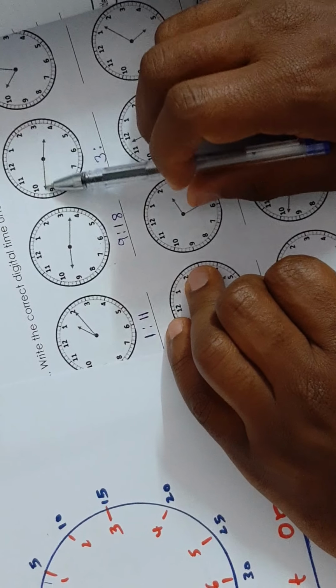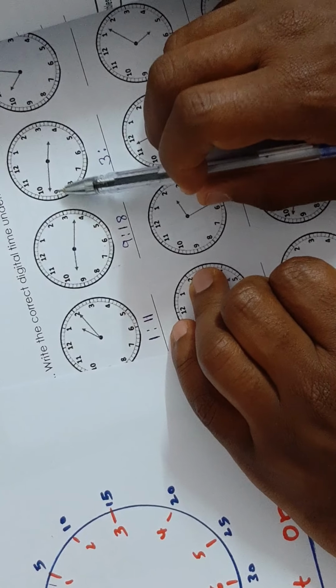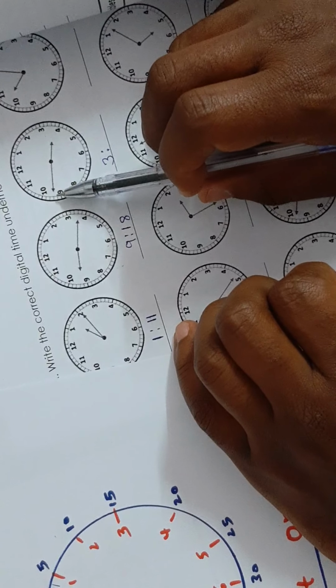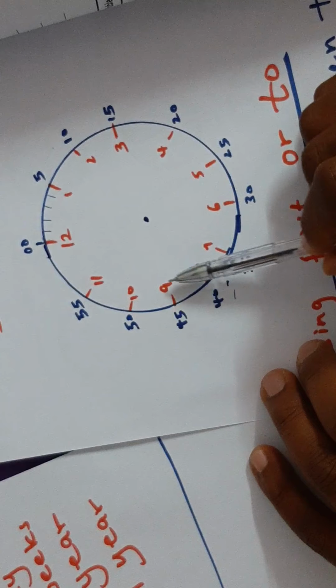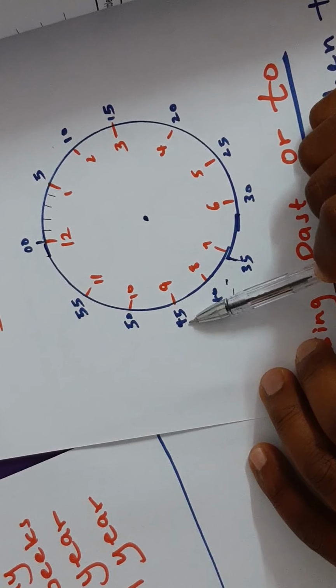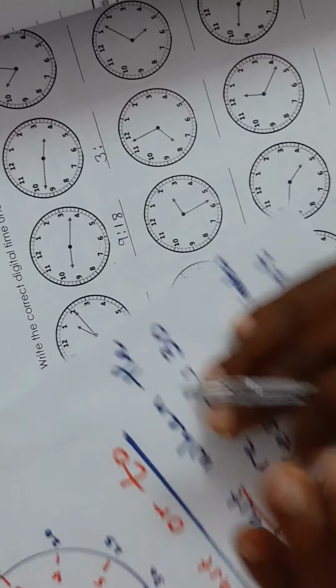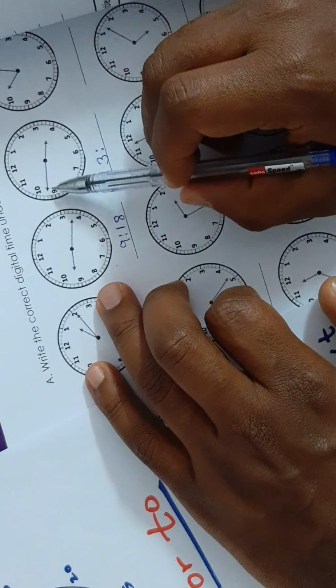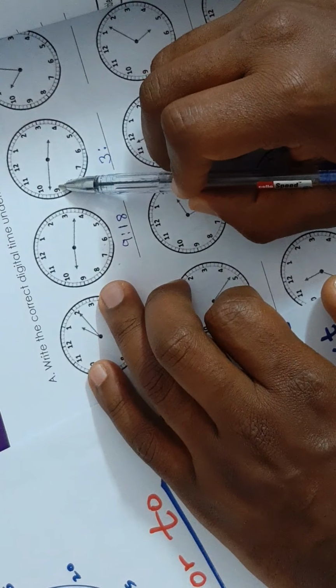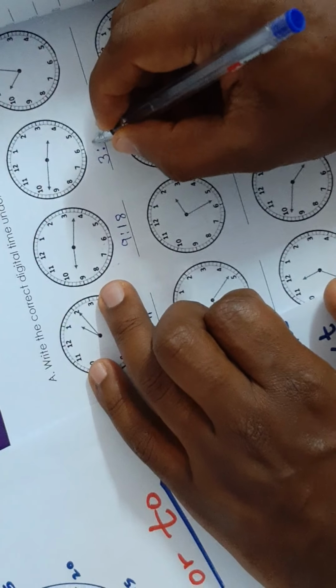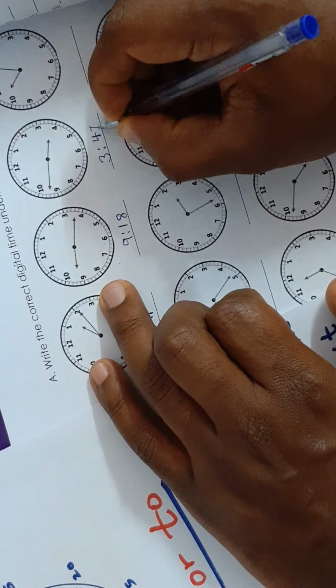And then the minute hand is between 9 and 10. So it is 2 sticks after 9. If we come back to our chart again, 9 means 45. So if it is 2 sticks after 9, it means it is 45 plus 2, which gives us 47.